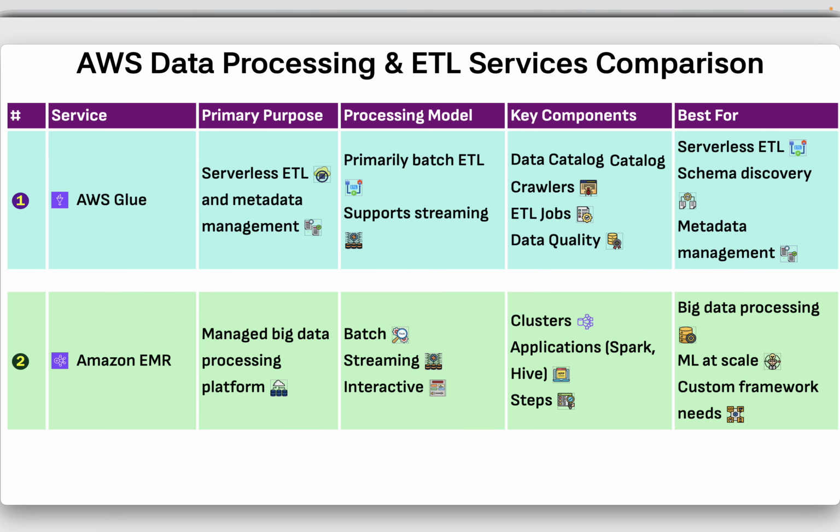Next, Amazon EMR. Primary purpose: managed big data processing platform. The processing model is batch, streaming and interactive. It supports all three. Key components: it's a cluster based service. You have applications like Hive and Spark. Apache Spark is very popular. And you have steps also. Best for big data processing, machine learning at scale, and custom framework needs. So every time there are custom framework needs, and you have some kind of coupling with Apache Spark, Hive, or some other big data service, then you can use this.